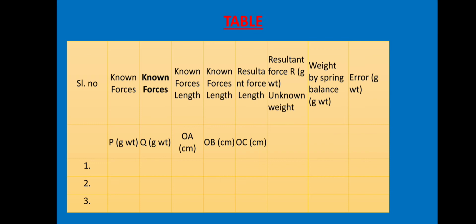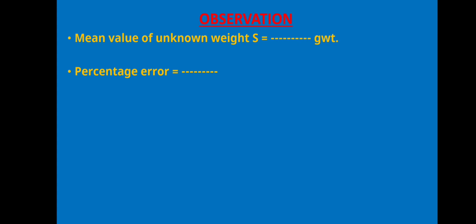We'll now write beside that the weight by spring balance. So the difference will be the error. I hope it will be more clear when we measure it ourselves. Now we have taken the weight in gram weight, so mean weight we have taken it thrice. So mean value of unknown weight is this much. You will take a mean of it. Percentage error also you calculate: the difference of weights with respect to the spring balance by actual weight, which is the mean weight, into 100.